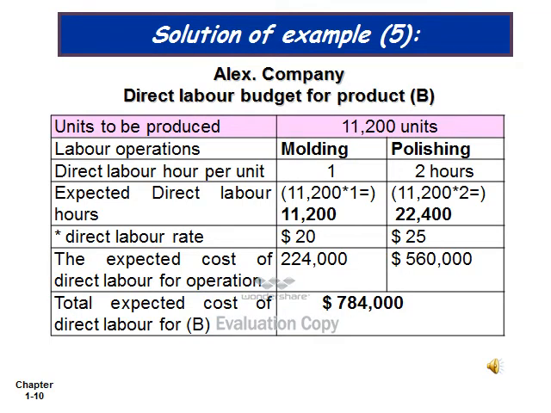The same as for polishing. Units to be produced 11,200 units times direct labor hours per unit 2 hours equal the expected direct labor hours 22,400 hours times direct labor rate $25 equal the expected cost of direct labor for polishing operation $560,000. $560,000 plus $224,000, the expected cost of direct labor for molding operation, equal total expected cost of direct labor for product B, $784,000.